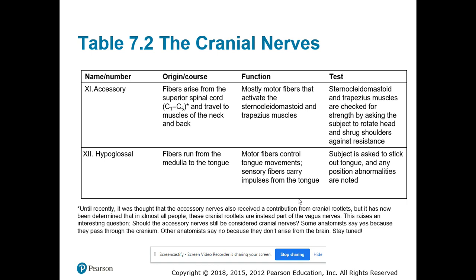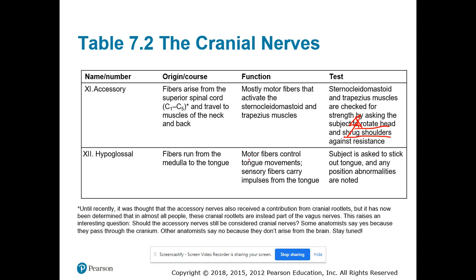Accessory. These activate two muscles that we learned, your sternocleidomastoid, which attaches to your temporal bone and then down onto your clavicle, and then your trapezius muscle, which is a major muscle in your neck. And one thing I do want to point out here is it helps you rotate your head and shrug your shoulders.